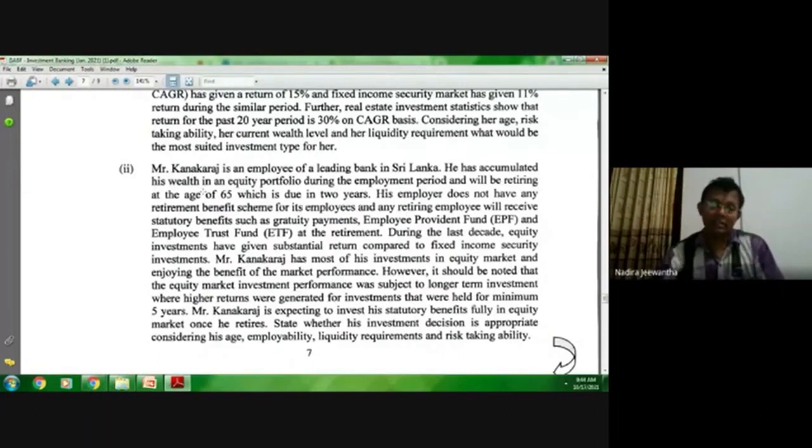Even at high risk. It doesn't matter. Even at high risk. Right? However, it should be noted that equity market investment performance was subject to longer term investment, where higher returns were generated for investments that were held for a minimum of 5 years. Now, some people are coming to this share market for quick gains.